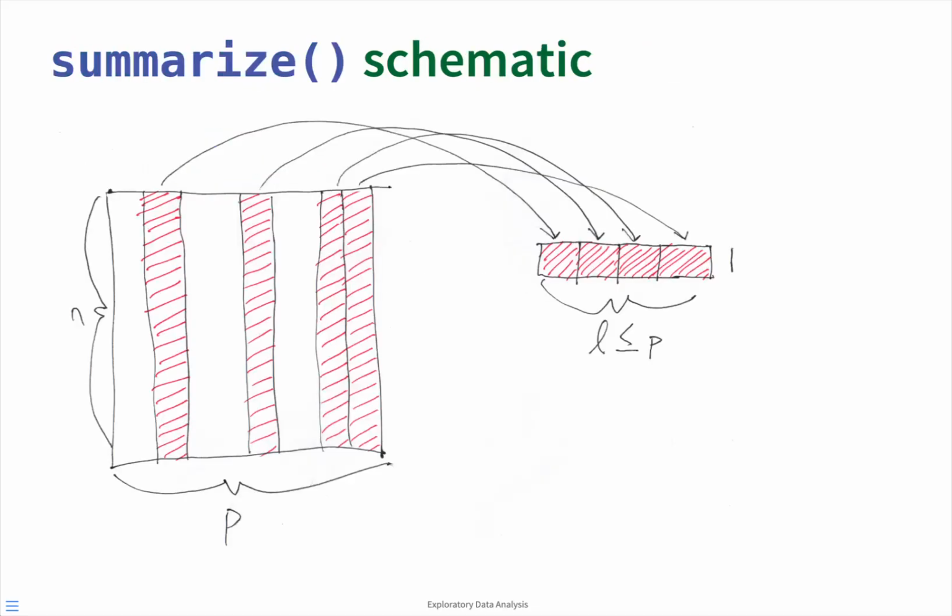So a schematic of how this works is on the left here, we have our original data set with n rows and p columns, and we can convert columns into single numbers in the output. The output of the summarize function is also a data frame, but it's one where each column is a summary statistic that we've calculated.